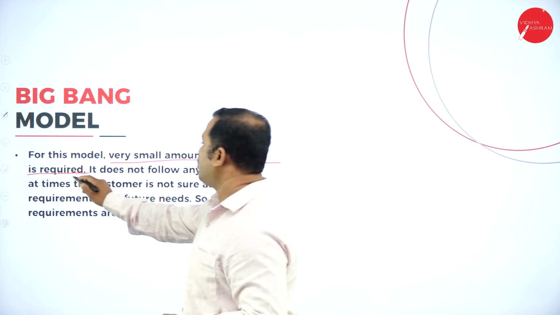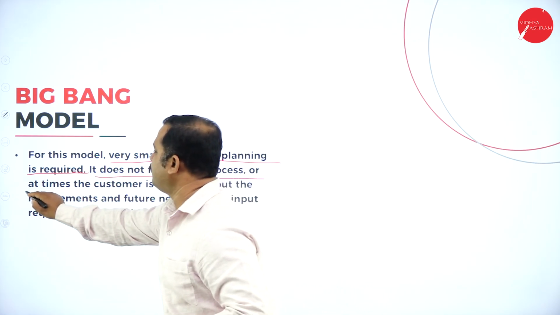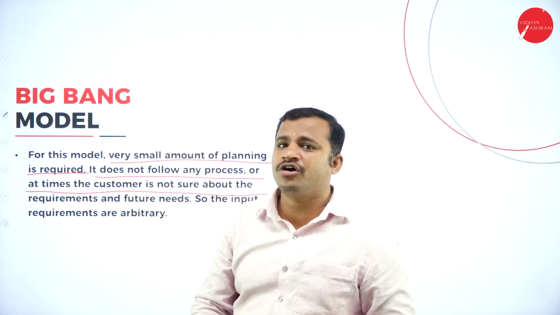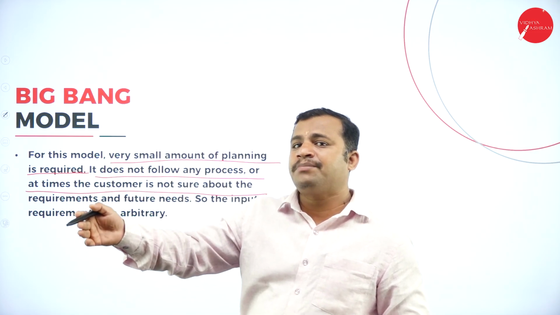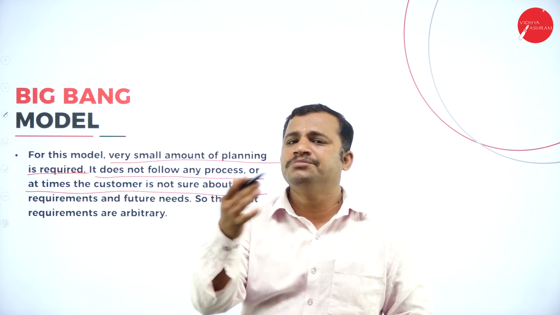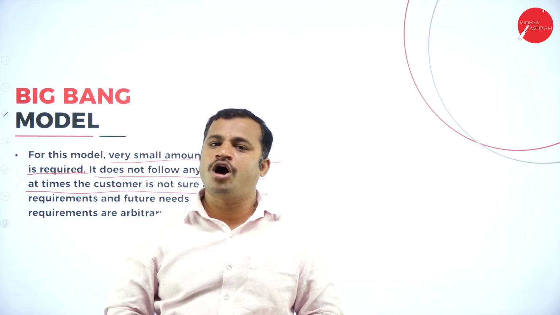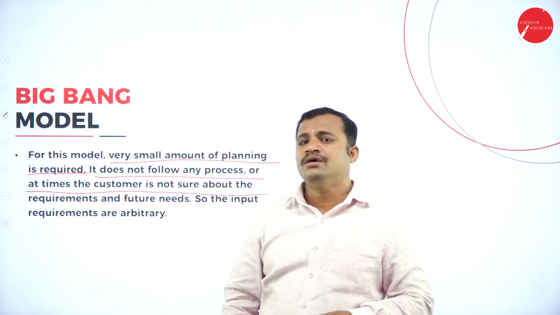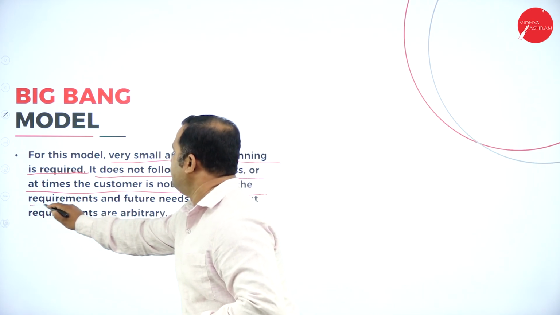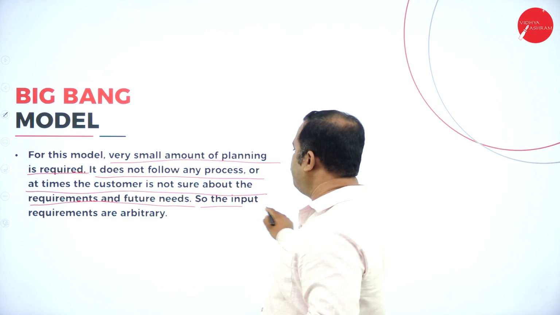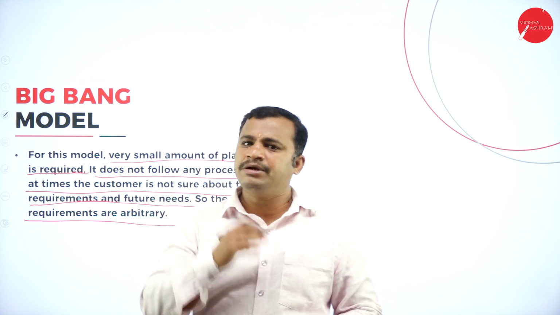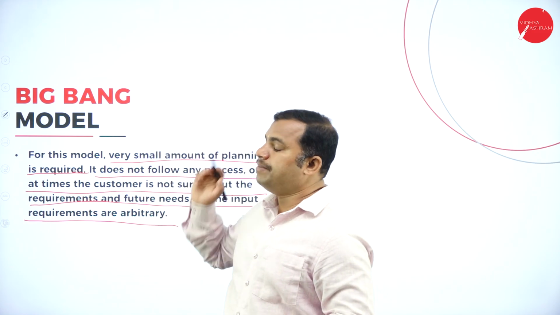That is the reason we call it an expensive software development model, because the customer is not sure about what is required at the initial stage. Later, in the later part of the software development process, he approaches or consults the software developer and comes with a new problem which needs to be solved. A solution to the problem is to be given. Then it is very expensive. That is the need, meaning requirements and future needs. So the input requirements are arbitrary. There is no specific requirement. That is about the Big Bang model.